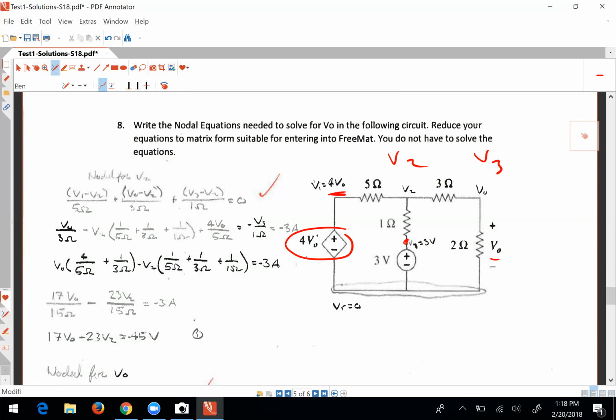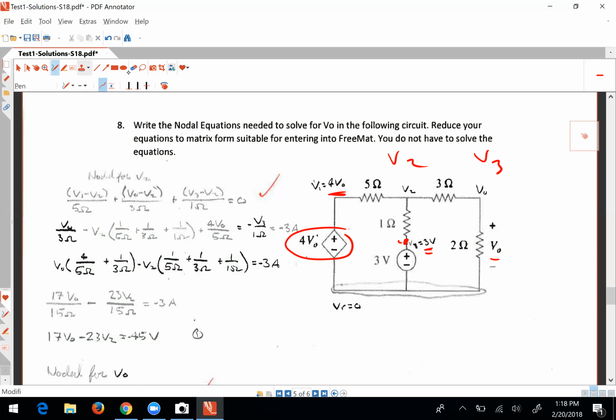This node voltage here, some people labeled that V3 or something. It is also attached to a voltage source, so that voltage has to be 3 volts because you've got a 3 volt source connected to it to ground. It's maintaining a 3 volt energy level at that point.